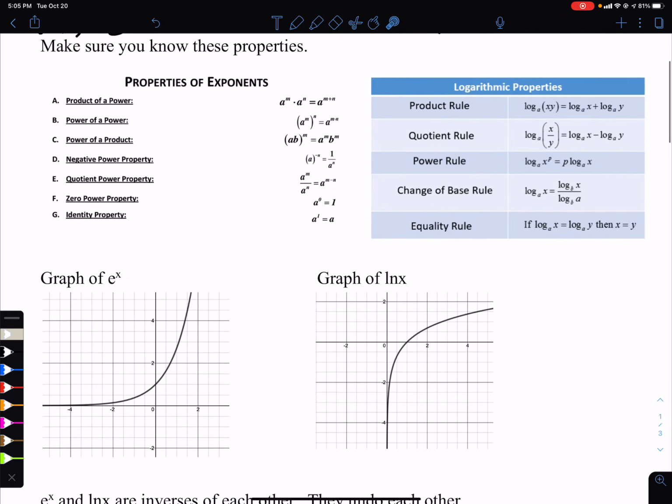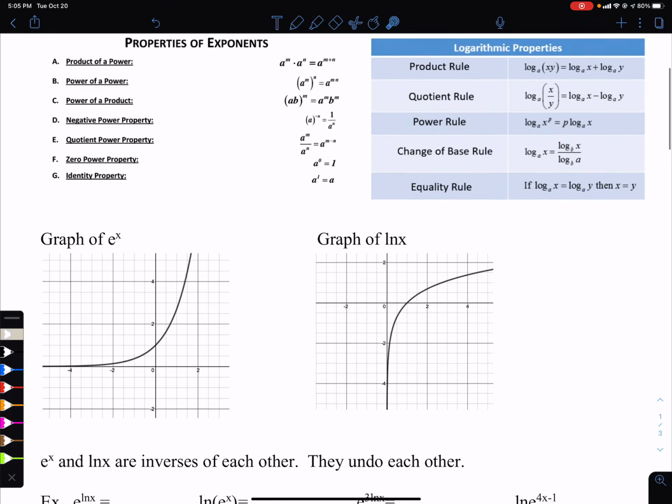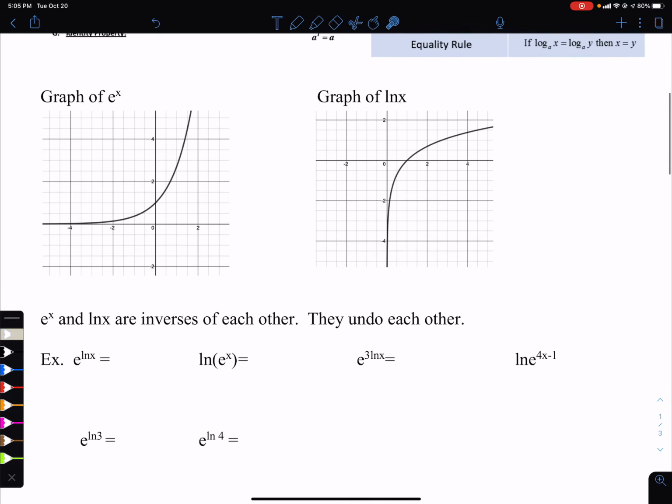Now, you need to know these properties here. If you don't, these are things that could be quizzed on, but you just have to know them. You can get a copy of this from the Google Classroom page. I'll have a copy of these notes there. You can make flashcards, but these are properties that you will use throughout the year, and they're just assumed that you know them.